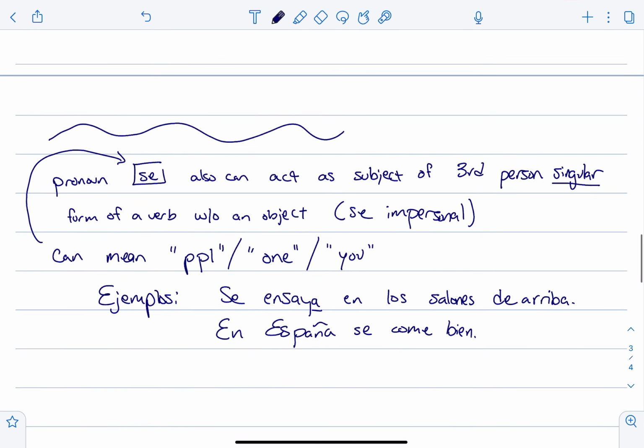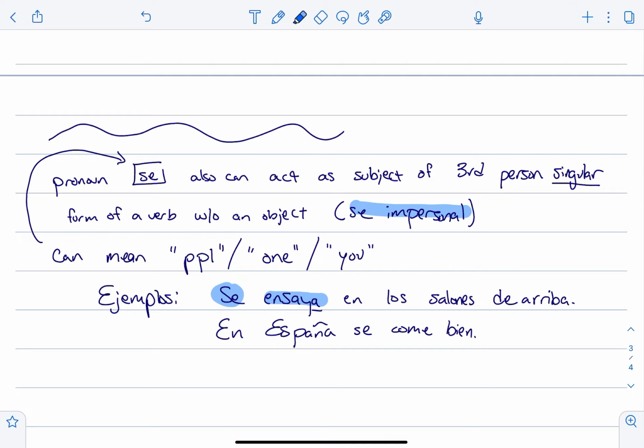And then lastly, the pronoun se also can act as the subject of the third person singular form of a verb without an object. That's called the se impersonal, or in English, the impersonal se. It can mean, in English we use words like people, one, you. For example, and I'd like you to write these in both languages, se ensaya en los salones de arriba. You practice in the upstairs room, or people practice in the upstairs rooms. So it's just something that's done. So we use the third person singular form of the verb and a se out front.